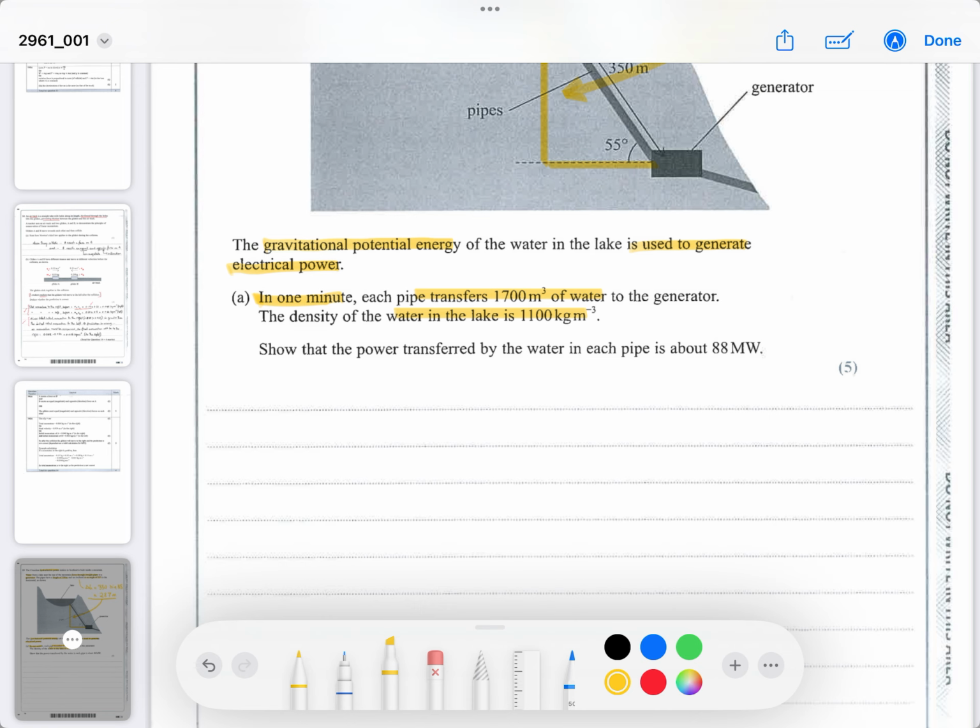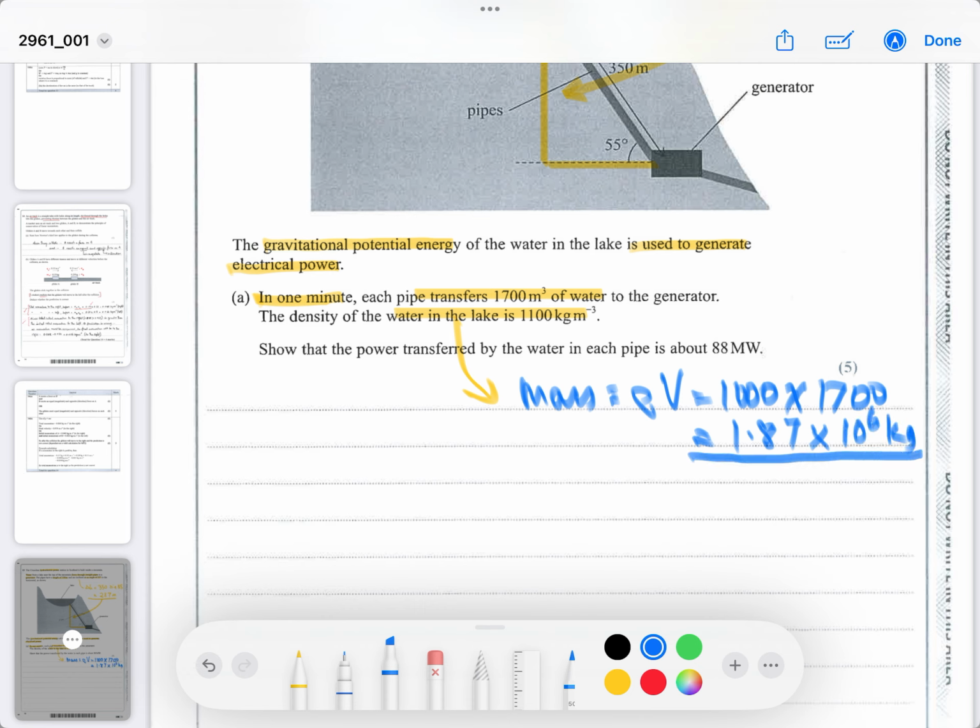So the mass would be equal to density times volume. All you've got to do is multiply those two together, 1100 by 1700, and that gives you the mass in kilograms, which is 1.87 megakilograms. We don't often use megakilograms because kilograms already has a prefix, so we would normally use standard form. So that's your mass. There's 1 mark.